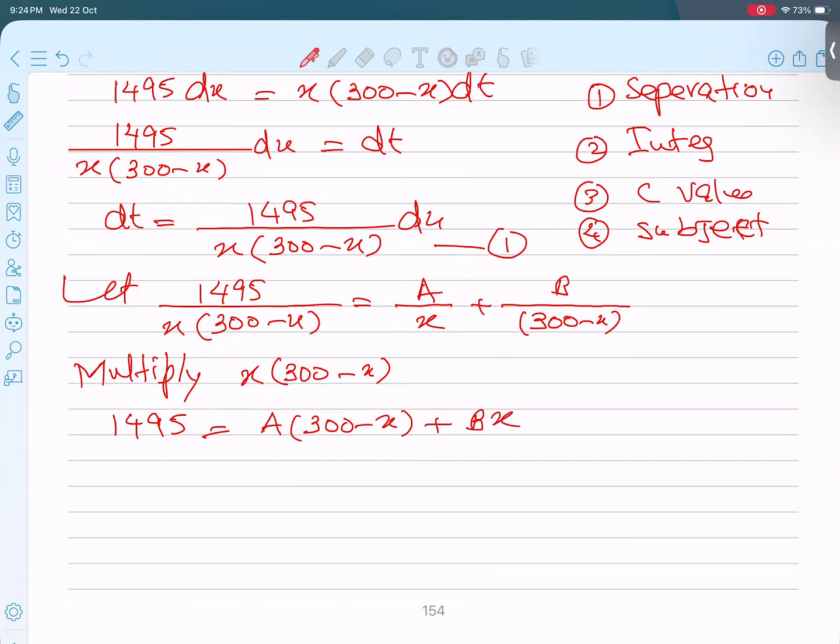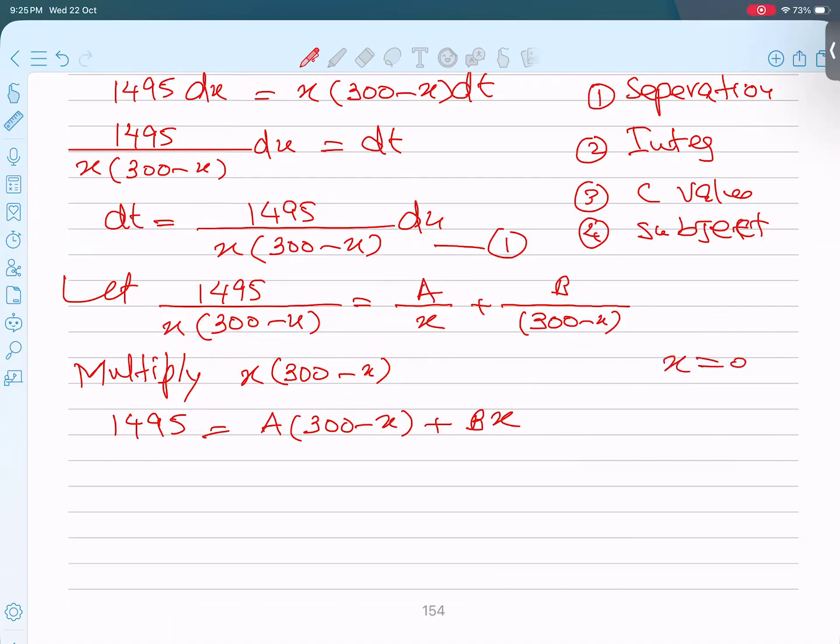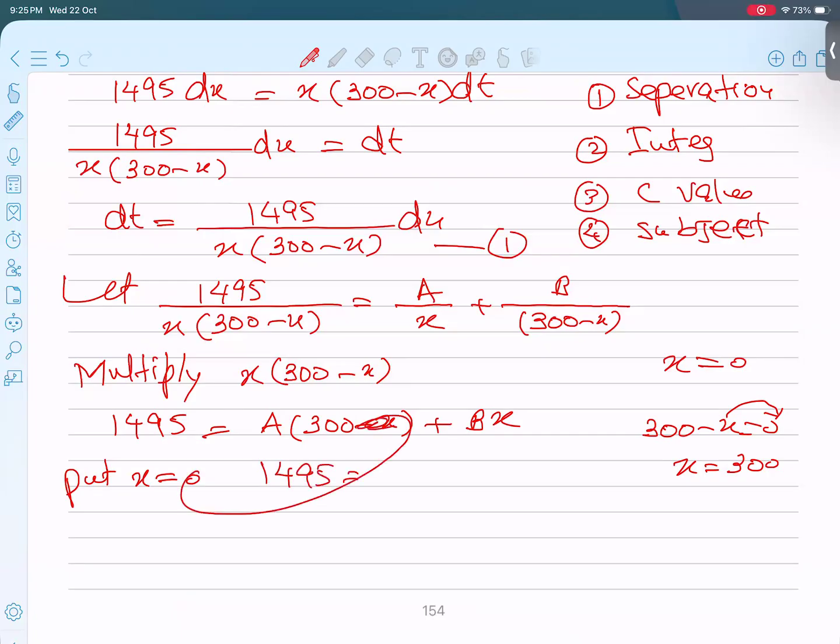Now student, what to do one by one? One time this equal to 0 and one time this equal to 0. So I assume both parts. x equal to 0, one option. Second is 300 minus x equal to 0, x goes other side, I got the second option. So first of all, I'm saying put x equal to 0. So what I get is 1495. And when I plug in 0 here, I get 300a plus 0. A value finally I got.